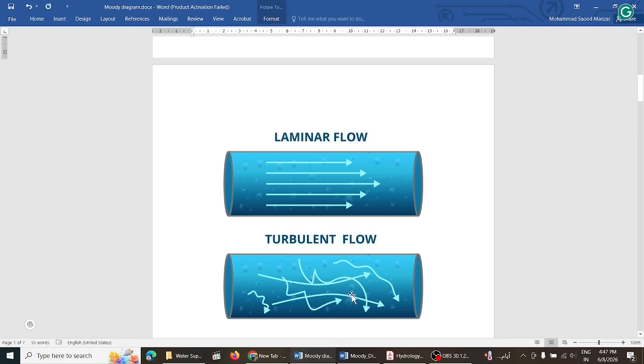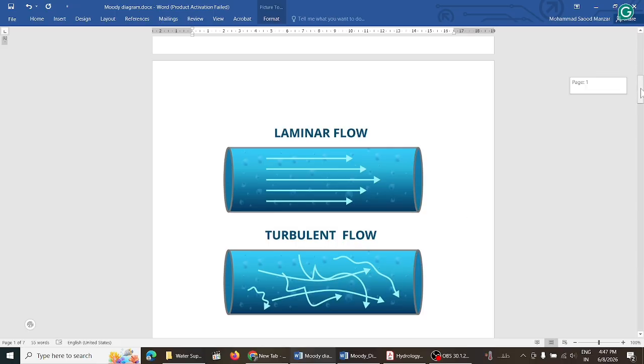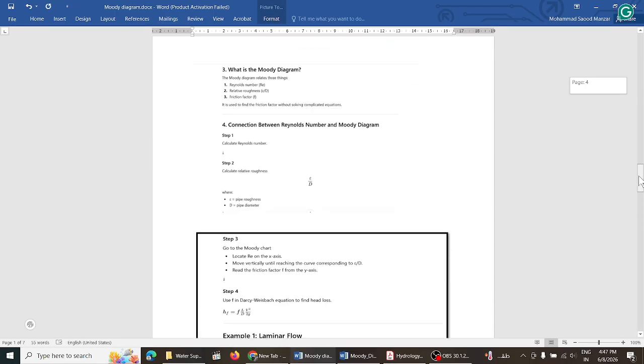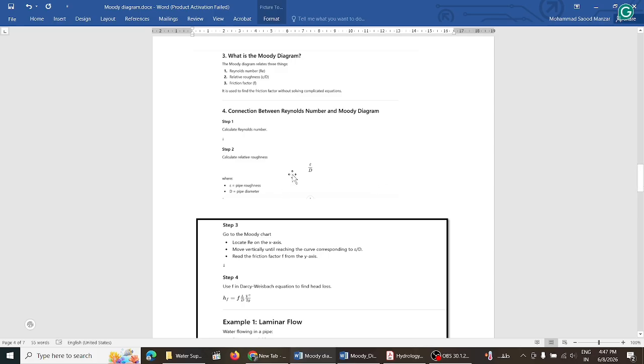You can see this one here, a curve sloping upward, and it depends on both the Reynolds number and the relative roughness of the pipe. And if it is fully rough, it will be at a very high Reynolds number. So the first step is we will calculate the Reynolds number to use the Moody chart.